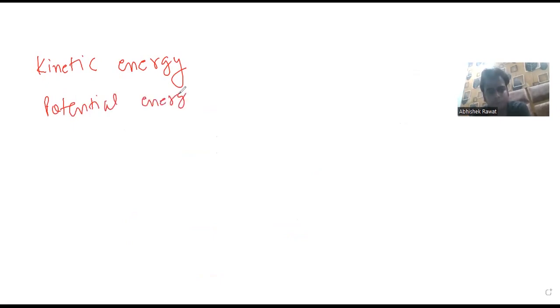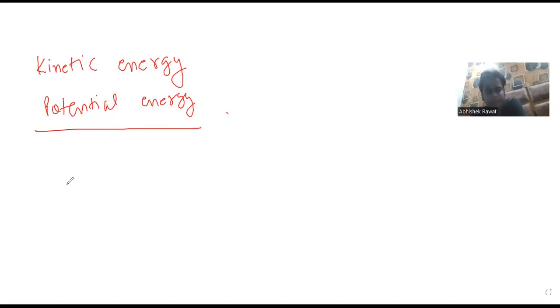So there are basically two forms of energy which are quite common in your syllabus, which are kinetic energy and potential energy. So kinetic energy is basically the energy possessed by a body when it is moving with a certain velocity.